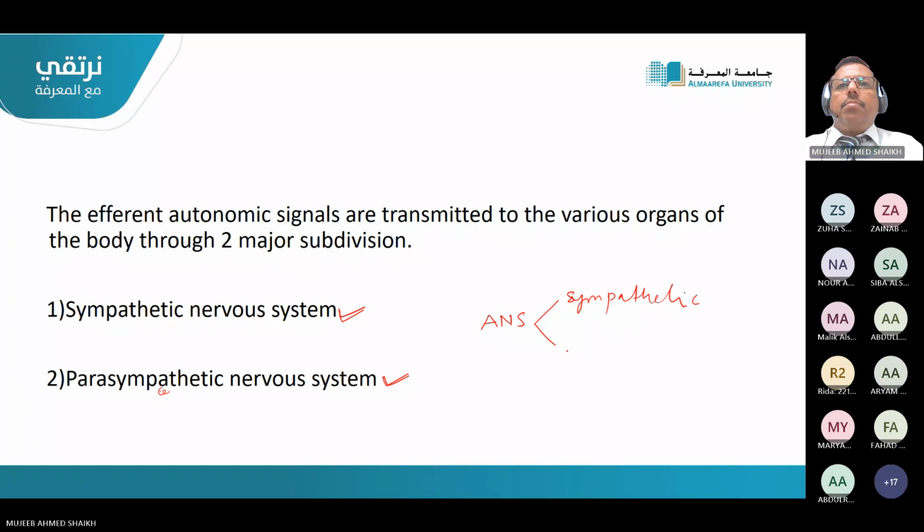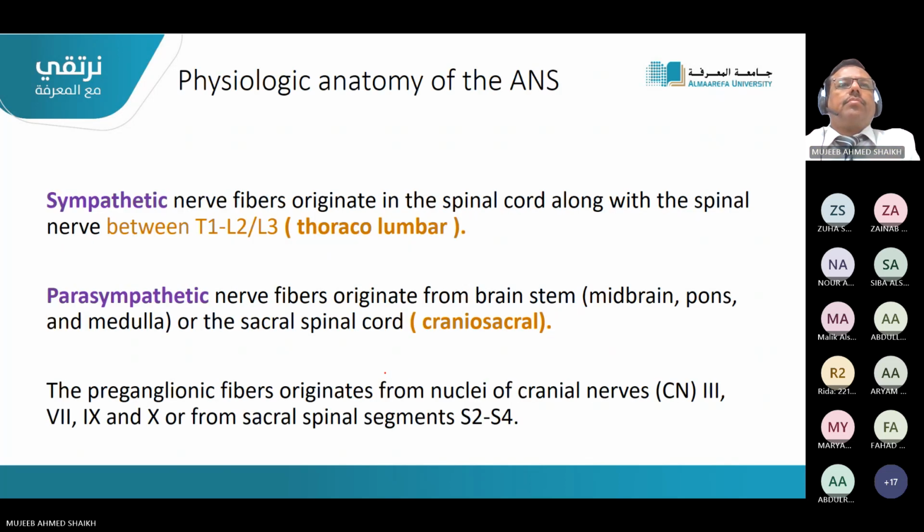Second is the parasympathetic part, or parasympathetic division. So the autonomic nervous system is controlling all the activities of the body by two divisions. One is the sympathetic division, and the other is the parasympathetic division. We will see in detail now.